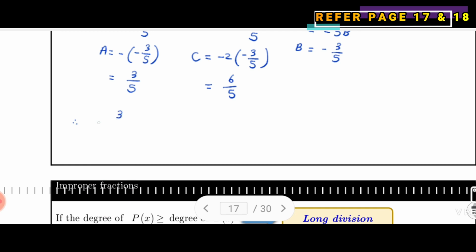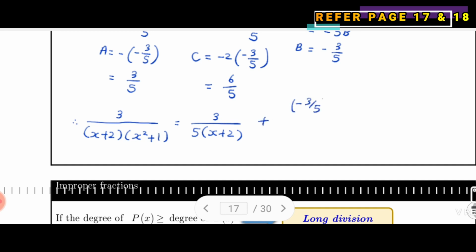So 3 over x plus 2 times x squared plus 1 equals, for a, we have 3 over 5 over x plus 2, plus bx, negative 3 over 5 x plus c, 6 over 5, over the factor that cannot be factorized, which is x squared plus 1.